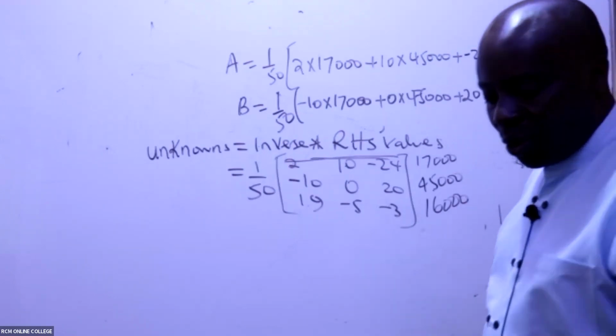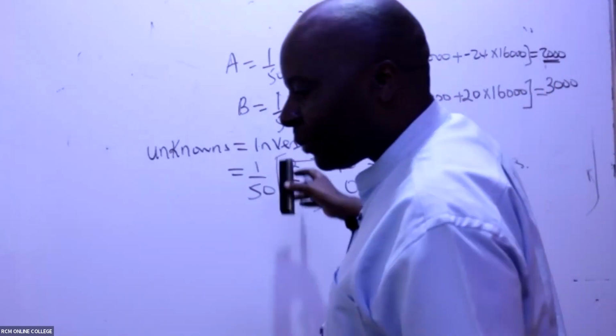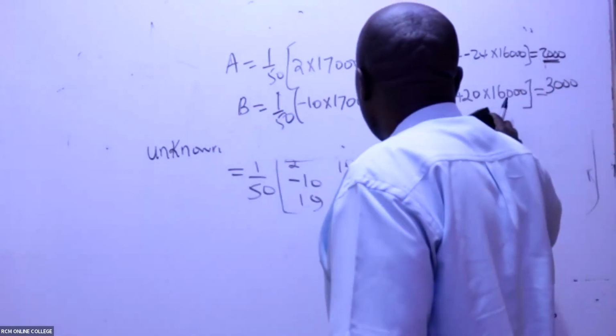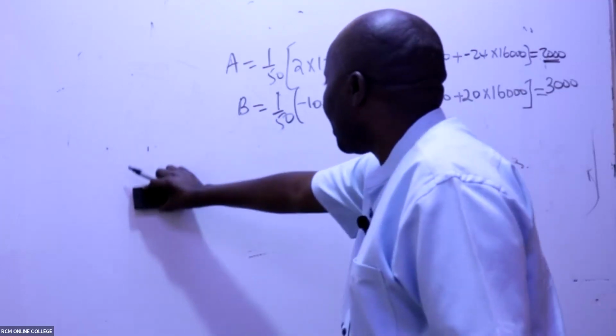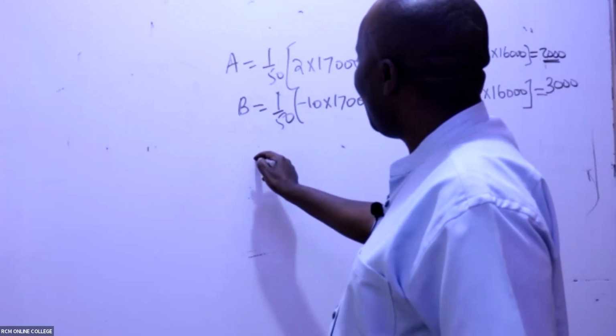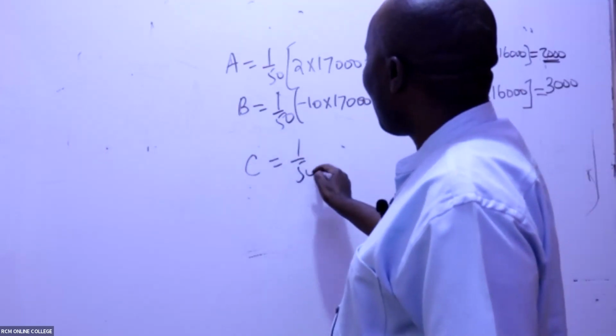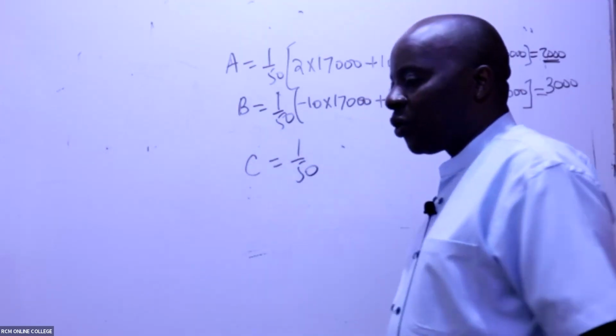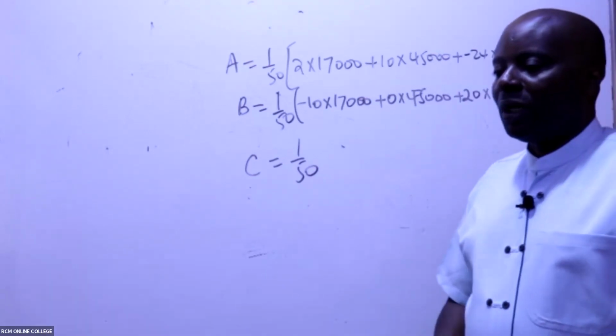For C, you shall again come here and do the same concept. It will be 1 over 50 again, but I know already the concept is at home.